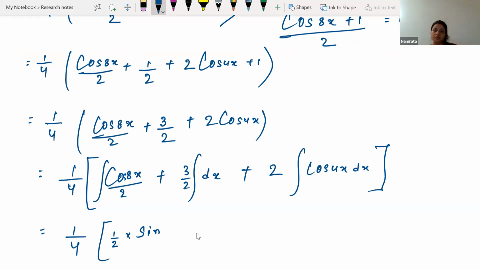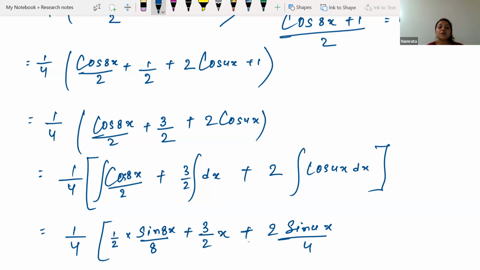Since you are doing trigonometric functions, these are tricky questions where we apply the formula and do a lot of calculations. So the basic concept is that the integration of cos 8x will be sin 8x, and since it is not x but 8x, we again differentiate it and write it in the denominator, plus 3 by 2 x plus 2 sin 4x over 4, plus the constant of integration. Now you can simplify it further to get the final result.